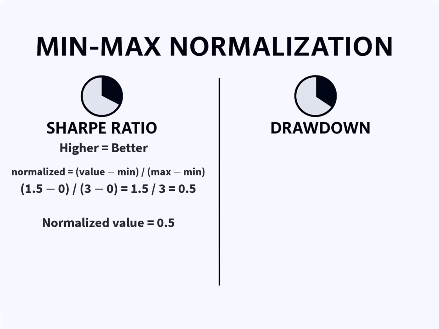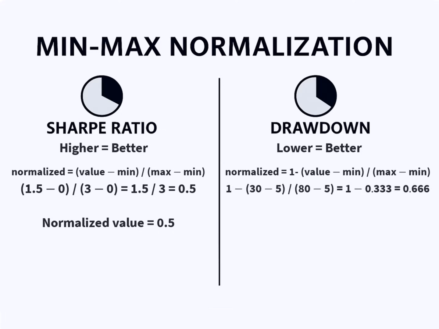Now for an inverse metric where lower is better, like drawdown, we use almost the same formula, but we flip it, like you can see here. Now using our drawdown example, where the best drawdown is 5% and the worst acceptable drawdown is 80%, we add these numbers to the formula and then we have a normalized value of 0.666. So a 30% drawdown becomes a normalized ratio in this case of 0.87. And now both metrics, Sharpe and drawdown, are speaking the same language. A clean score between 0 and 1, where higher is always better.